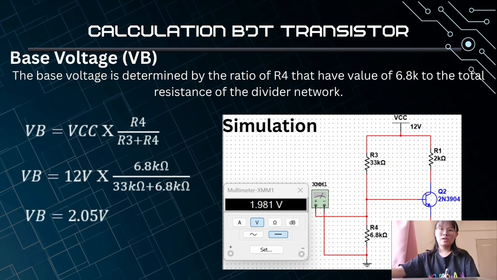This is our calculation for the BJT transistor. First, we need to calculate base voltage VB. The base voltage is determined by the ratio of R4, which has a value of 6.8 kΩ, to the total resistance of this divider network. Below is our calculation of base voltage and the simulation from Multisim.